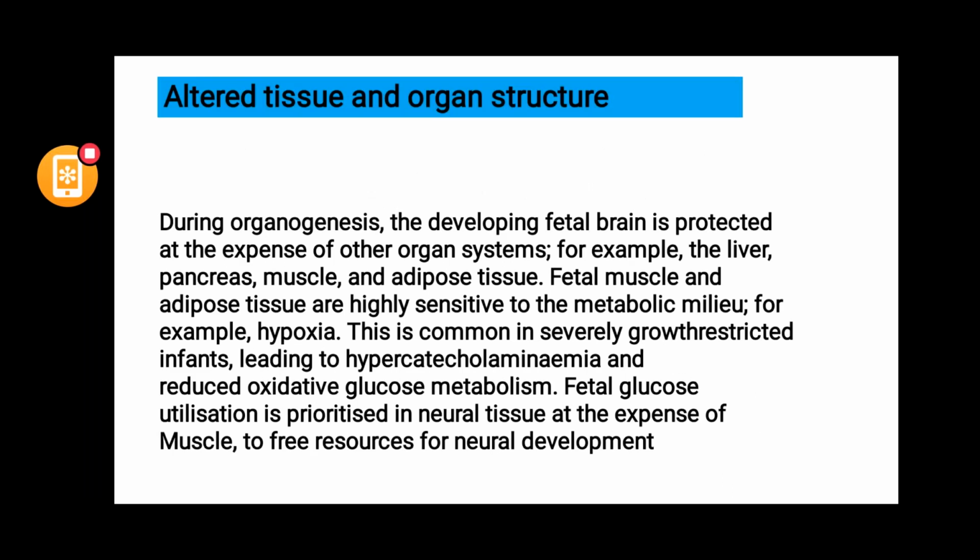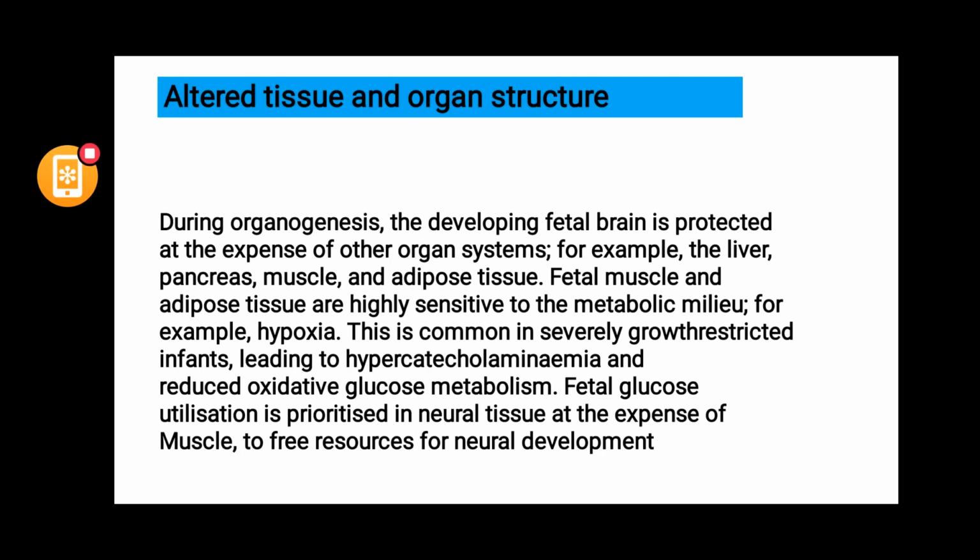Again, they have said that it can alter the tissue and the organ structure, the intrauterine environment. So during the organogenesis, the brain, of course, is protected at the expense of other organs, right? So it will get more of the blood supply, and fetal muscle and adipose tissue are highly sensitive to the metabolic milieu, for example hypoxia. So they are the most sensitive ones for hypoxia, like muscles and the adipose tissue. This is common in severely growth restricted infants, leading to hypercatecholaminemia and reduced oxidative glucose metabolism, right?